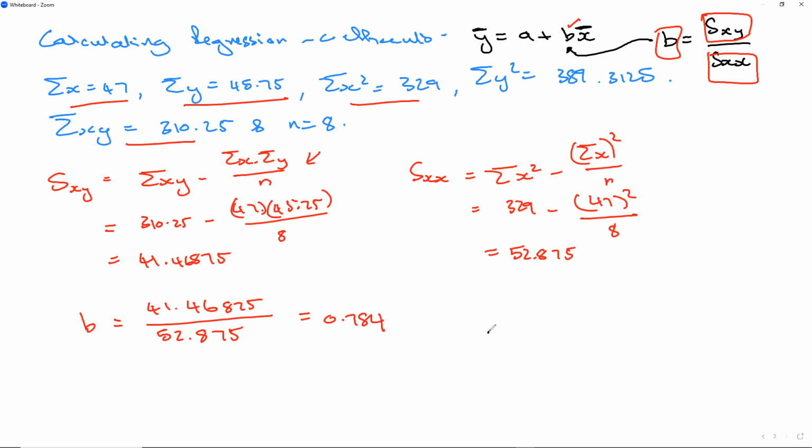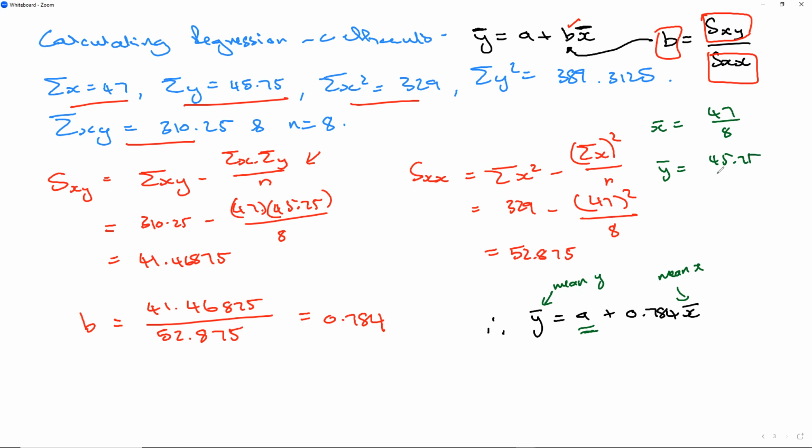I can put that in the equation. I can say, therefore, well, y bar is equal to a plus 0.784 x bar. All right. So if I find the mean of x and if I find the mean of y, then I can substitute the mean of x in there and the mean of y in there, and then get the a value. Now, the mean of x, or x bar, is given by 47 over 8, and y bar, which is the mean of y, is given by 45.75 over 8, and I can then calculate that one separately.